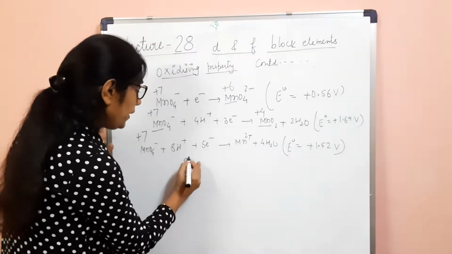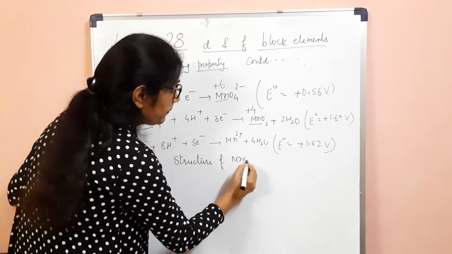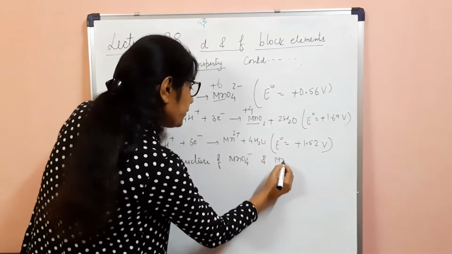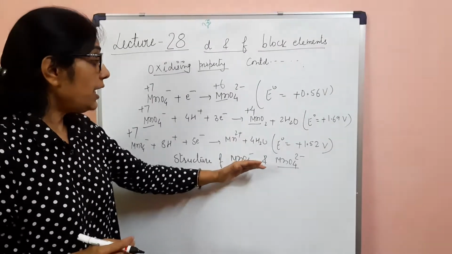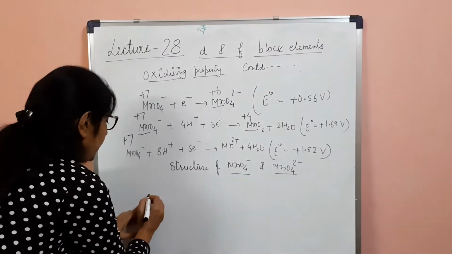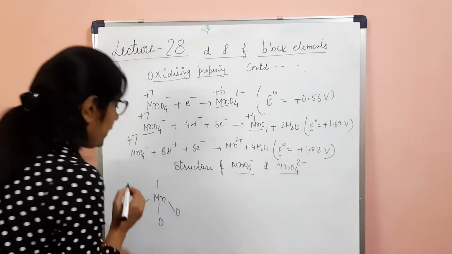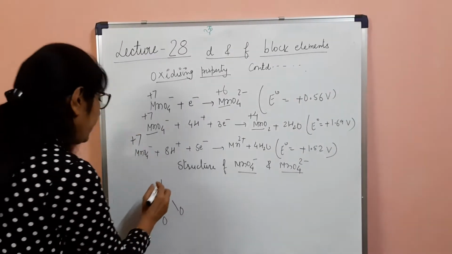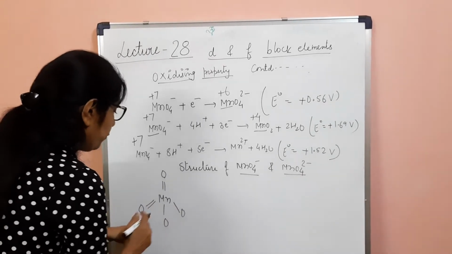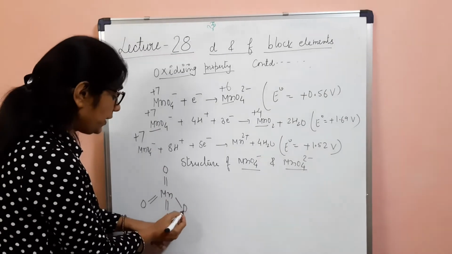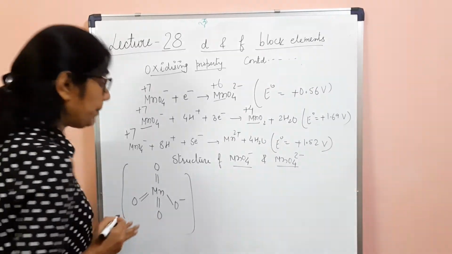Now the structure of permanganate ion and manganate ion, MnO4 2 minus. Both these ions are tetrahedral in shape. Let's see their structure. Manganese, as you all know, has 7 valence electrons. So there is a double covalent bond with oxygen, double with this oxygen, 2 plus 2, 4, and here also double. Then this oxygen has a single bond and will have a minus charge. Now this is MnO4 minus.